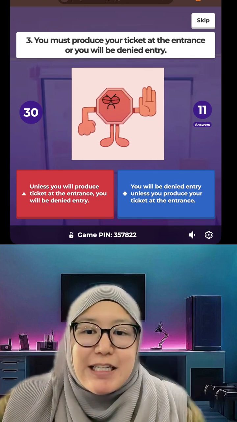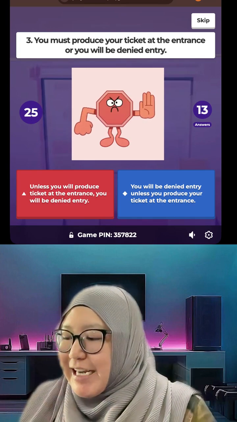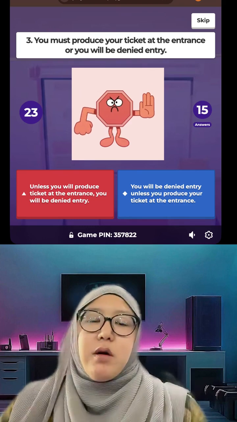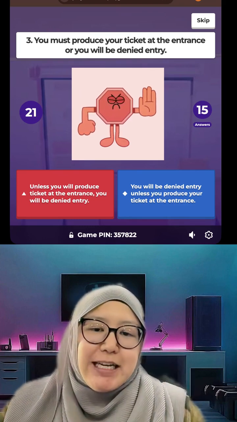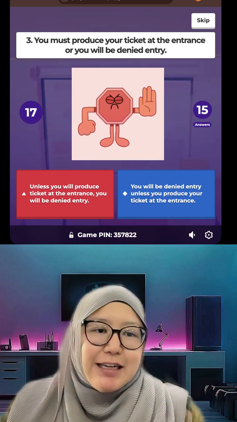Number one, unless you will produce ticket at the entrance, you will be denied entry. Or the answer is, you'll be denied entry unless you produce your ticket at the entrance.